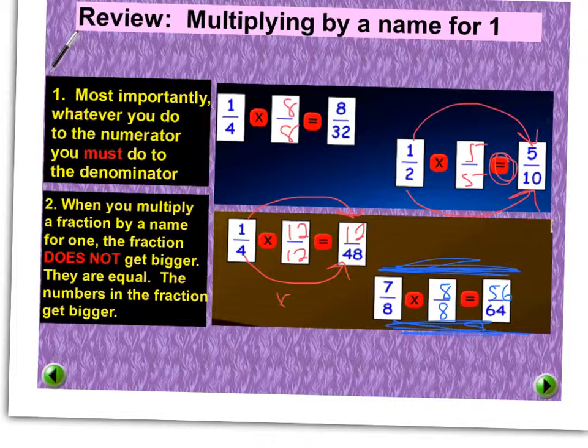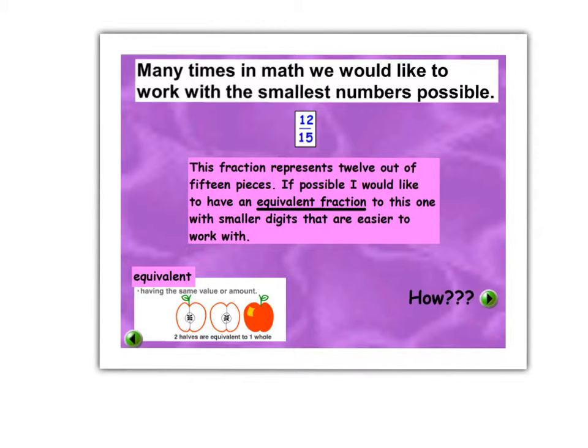We did the same thing down here. We found 8 times 8 gave me 64, so we did 7 times 8, which gave us 56 on the numerator. 7/8 is equivalent to 56/64. We talked about how in math it's easier and sometimes simpler to work with the smallest numbers.